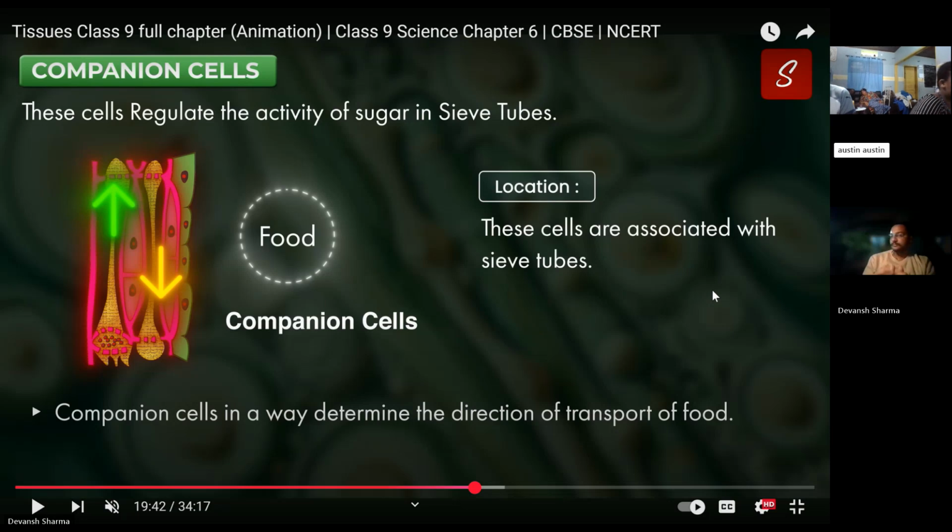Teacher, what is CQ? Sieve tube. Not sieve. You wrote it S, the other I, then E. S-I-E-V-E. Okay, sir, thank you. I thought you were saying Steve too.